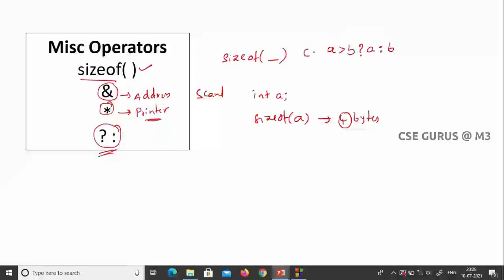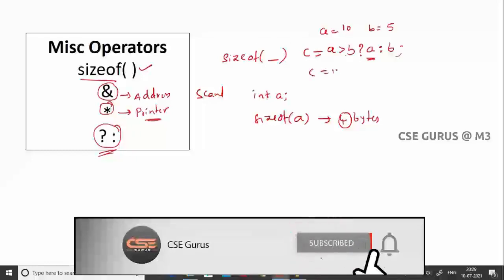This has to be assigned to a variable c. Let us suppose if I give a equals 10, b equals 5. So 10 greater than 5, yes, true, the value is 1. So that means if it is true, the first value will be taken, right? So what is the first? 10 will be assigned to c.